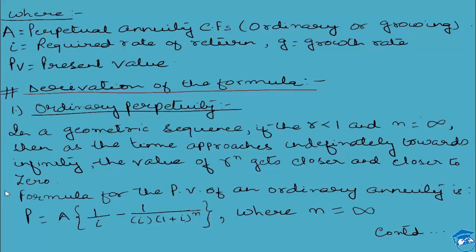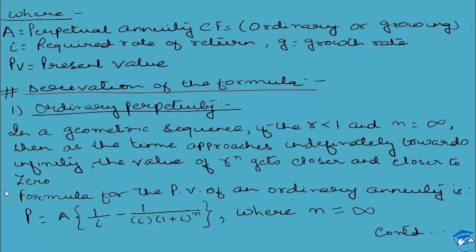So let's apply the same logic in this particular case also. In the case of calculating the present value of an ordinary annuity which is in the nature of a perpetuity, we find that r should be less than 1 and n should be equal to infinity. Then ultimately a point will come where r to the power n will be almost closer to 0, or it can also be assumed to be 0. So let's see how this property affects the final formula for calculating the present value of a perpetual annuity.